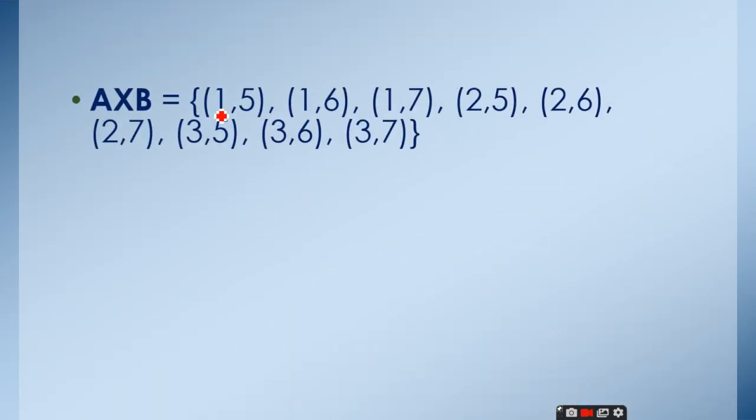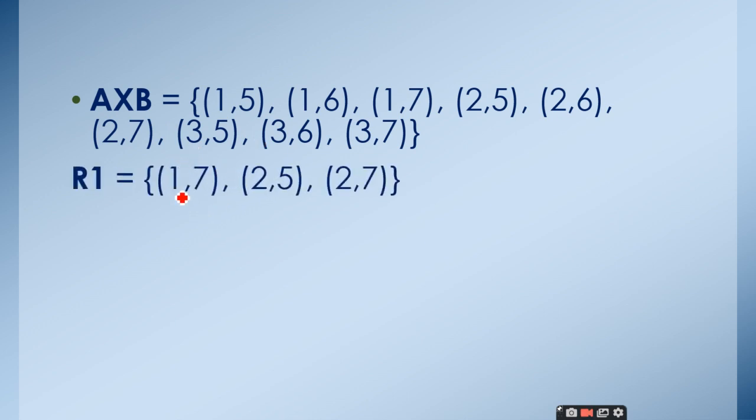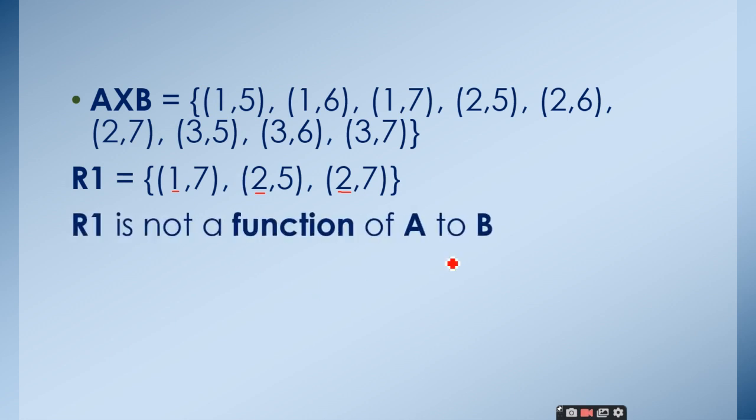Now we have another example. I have written the Cartesian product of the previous example. Then I have written the relation R1. In this I have taken (1, 7), (2, 5) and (2, 7). Let's see whether this relation is a function or not. According to the first condition, the domain should be equal to A, but we have domain 1 and 2. So the first condition is not fulfilled. Obviously this relation is not a function, because to be a function, a relation has to fulfill both conditions. So R1 is not a function from A to B.